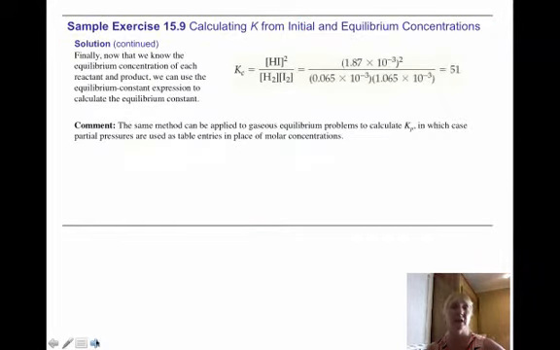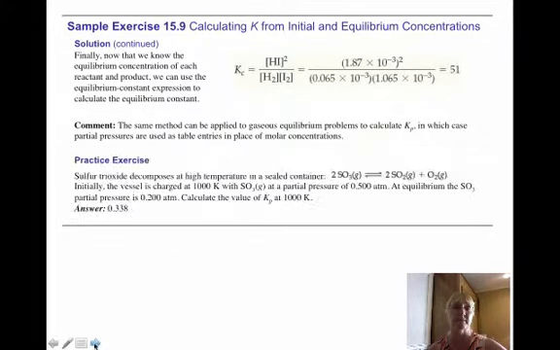By the way, this was sample exercise 15.9 in the textbook. They had some pre-made PowerPoint slides, so I used those, but it's the same calculation and the same final answer. Notice that the same method could have been applied to a gaseous equilibrium problem if you were calculating Kp. The only thing you'd substitute in here would be partial pressures instead of molarity. Let's go up one or two more levels of difficulty.